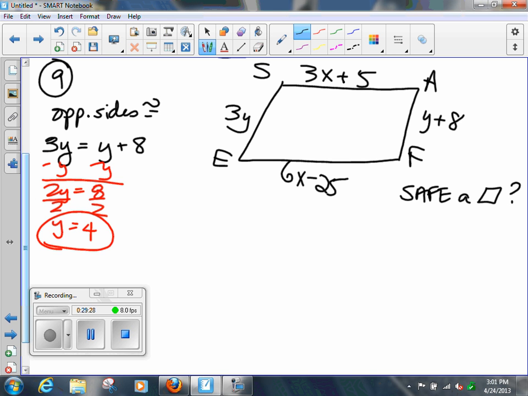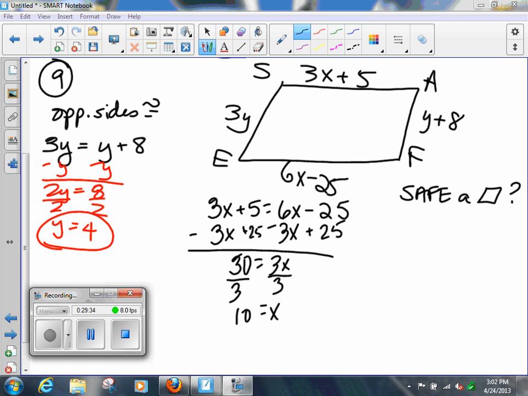4. What about x? We're solving for x and for y. 3x plus 5 equals 6x minus 25. Let's solve this. What it's saying is, what values of x and y will make this figure a parallelogram? X has got to equal 10, and y is equal to 4.